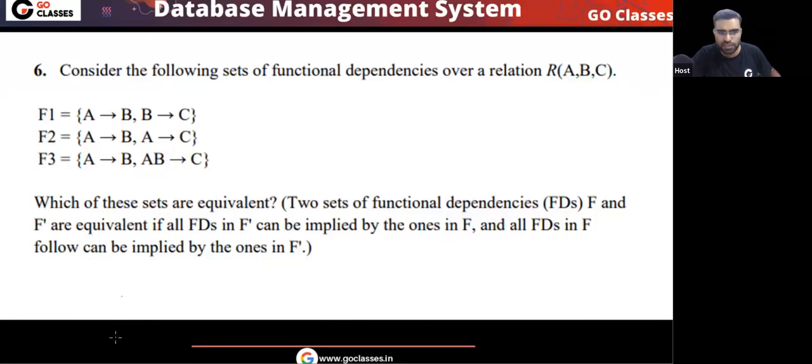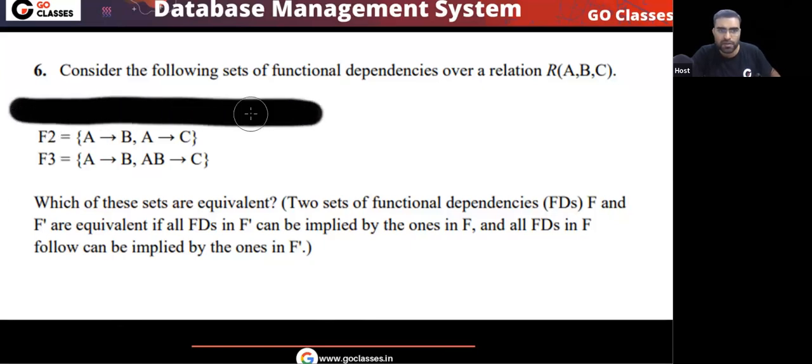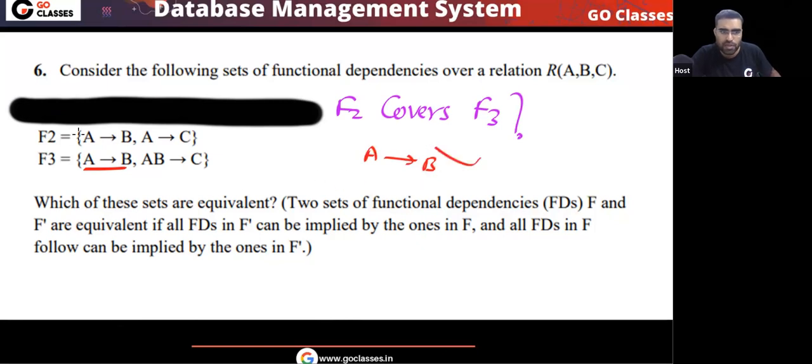What about F2, F3? Quickly tell me. Forget about F1 now. Can I say F2 covers F3? See, F2 covers this. This is fine, right? A determining B, no problem. Okay. From F2, now you find AB plus in F2.